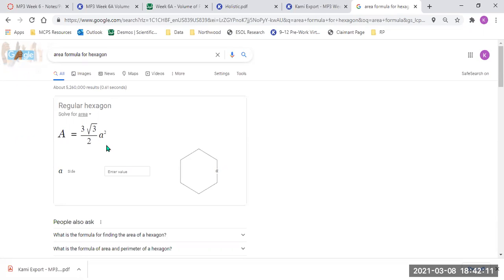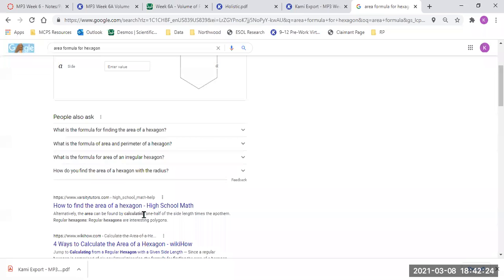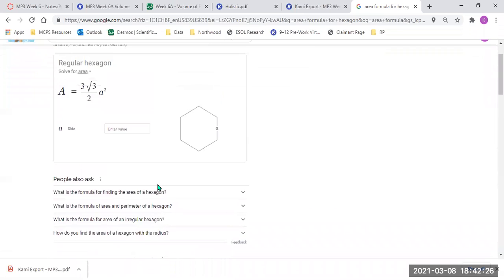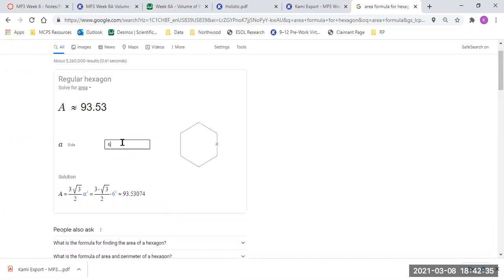If it is a regular hexagon, what does it mean to be regular? It means that all of the sides of the hexagon are exactly the same. That is a fine formula. There are lots of different ways you can do it, lots of very complicated ways. And yes, I know I could just plug in a number here. If I said the side was 6, it's going to give me the area of this hexagon. It's okay to use the resources that you know.